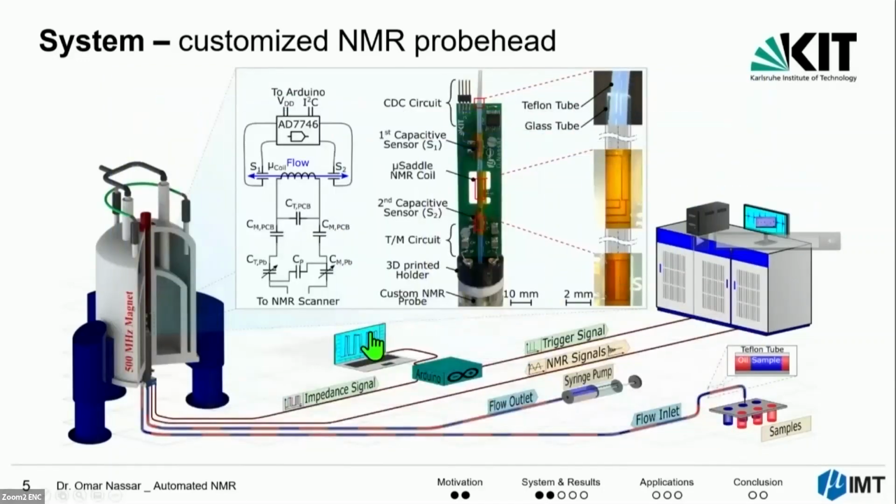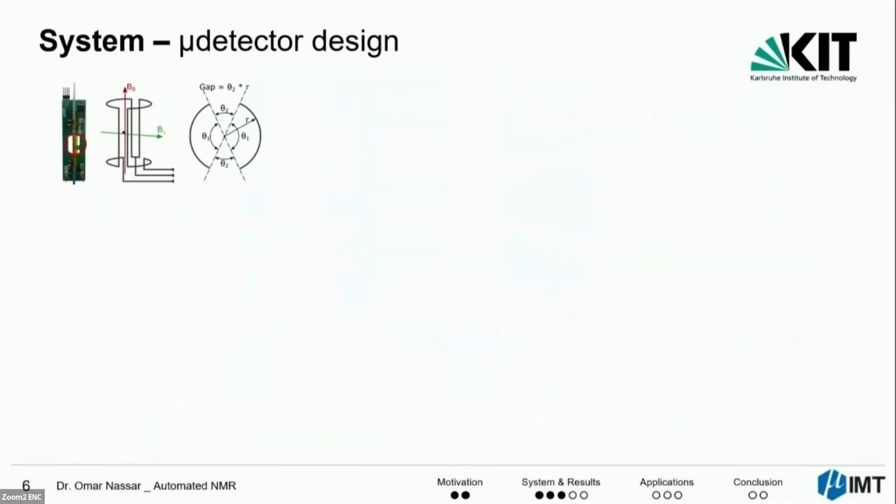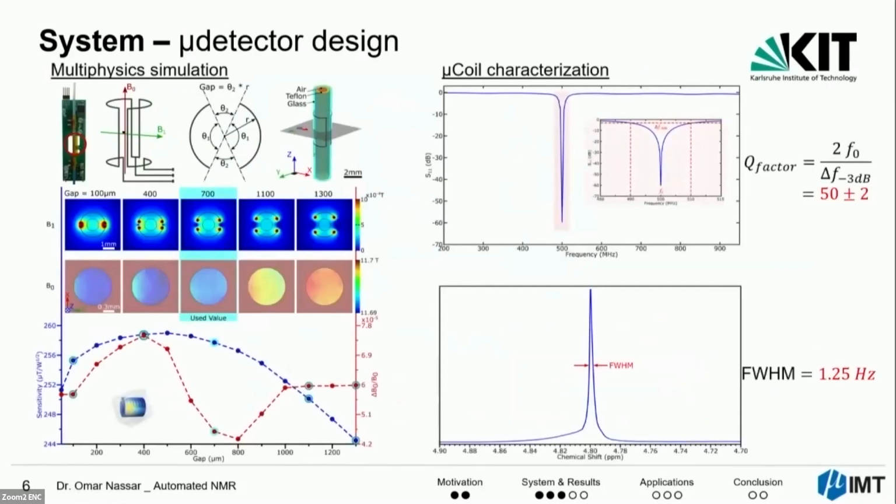So now I will briefly explain the 2 main components which we added to the system, which are the RF detector and the flow sensor. So for the RF detector, we adapted the saddle coil geometry because it generates a B1 field perpendicular to the coil geometry, so it can be aligned with the B0 field, so it allows the flow of the sample. And by optimizing the geometry of the coil, you can get a better performance.